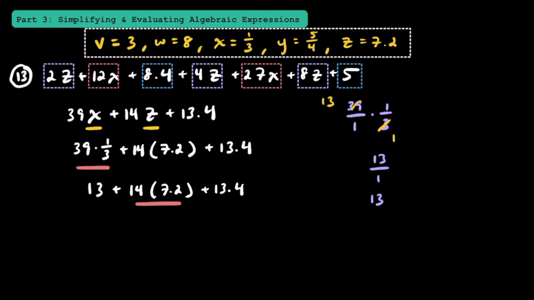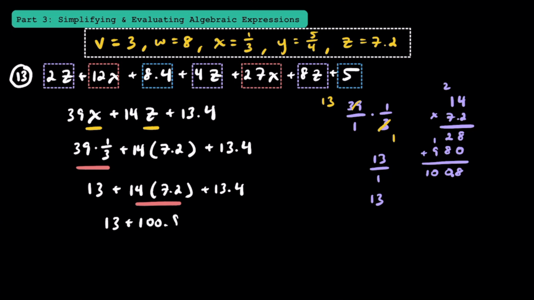Now we're going to multiply this 14 by 7.2. They both have two digits, so it doesn't matter which one you write on top. 2 times 4 is 8, and 2 times 1 is 2. We put a placeholder. 7 times 4 is 28, carry the 2. 7 times 1 is 7, plus 2 is 9. Adding these together, we have 8, 0, carry the 1, and that's going to be a 10. We have one decimal place, so we have 100.8. 14 times 7.2 is 100.8, so we'll have 13 plus 100.8 plus 13.4.